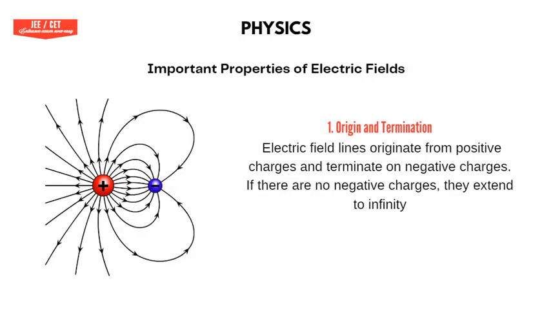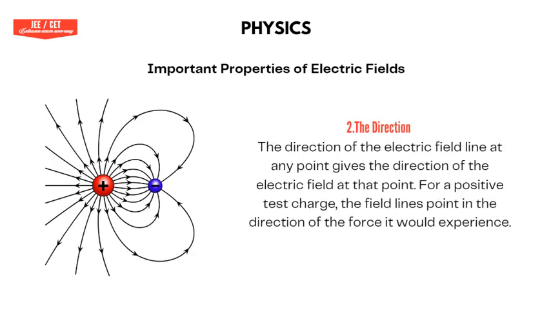The first important property of electric field lines is that the field lines originate from positive charges and terminate on negative charges. If there are no negative charges, they extend to infinity. The direction of the electric field line at any point gives the direction of the electric field at that point. For a positive test charge, the field lines point in the direction of the force it would experience.